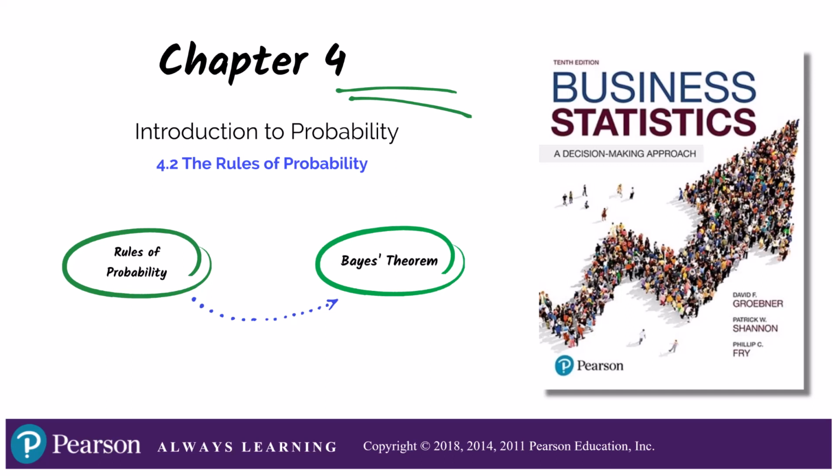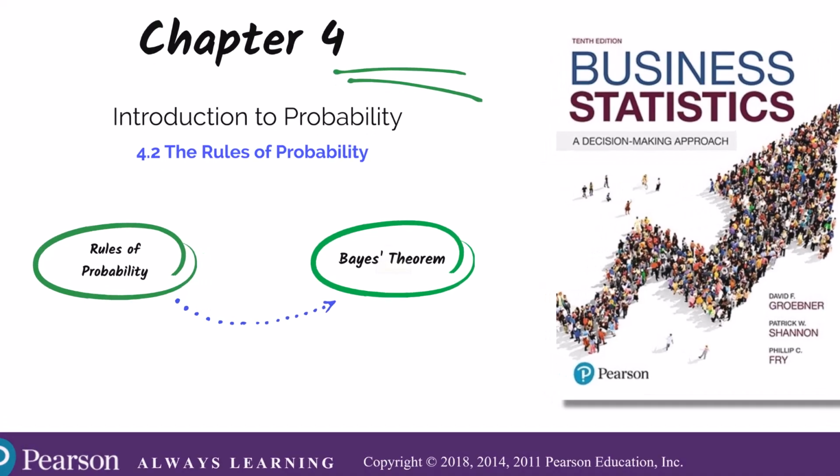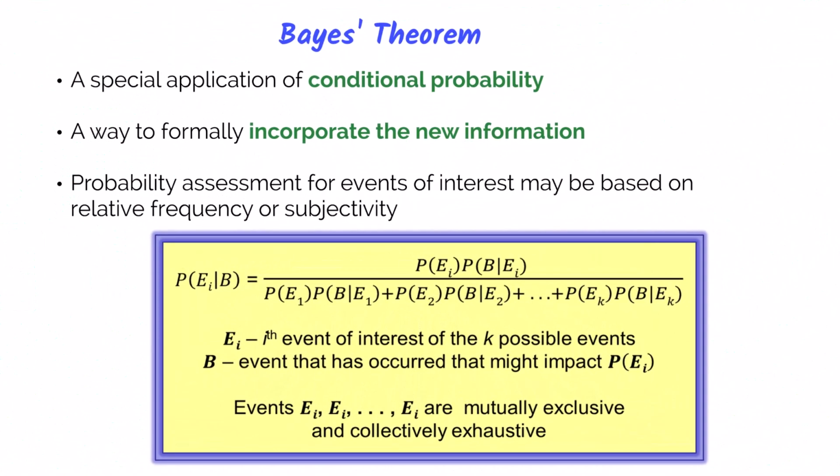So let's wrap up chapter 4 and discuss Bayes' theorem. This topic warrants its own video, so let's jump into that now. Bayes' theorem is a special application of conditional probability. This allows us to incorporate new information with the probability of something happening on top of previously known probabilities. So the probability assessment of these events of interest could be based on relative frequency or subjectivity.